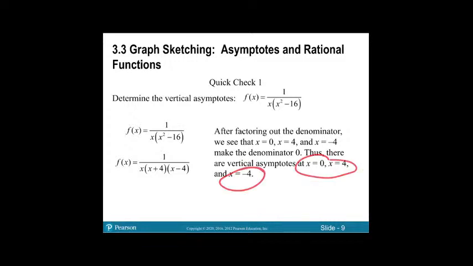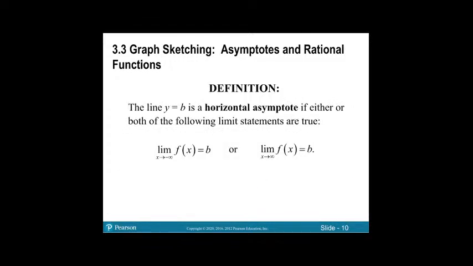So the line y equals b is a horizontal asymptote if either or both of the following limit statements are true. As x goes to the far left, as x goes to negative infinity, f of x approaches some number, or as x goes to positive infinity, the limit as x approaches positive infinity of f of x equals some number, right?